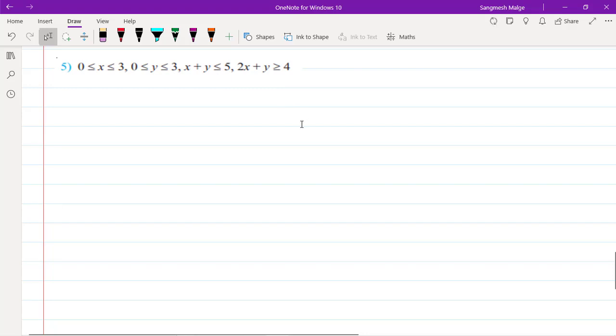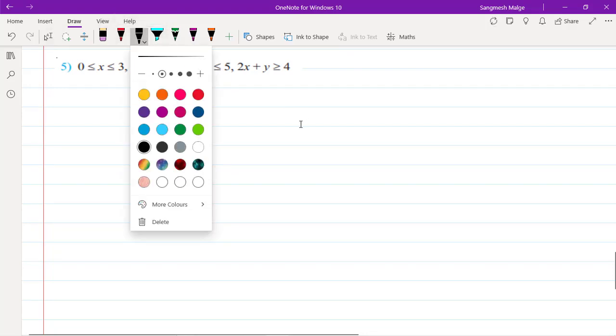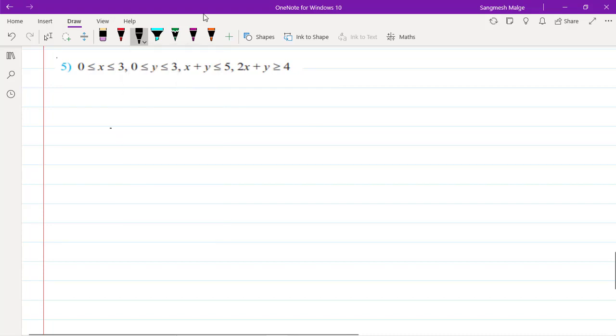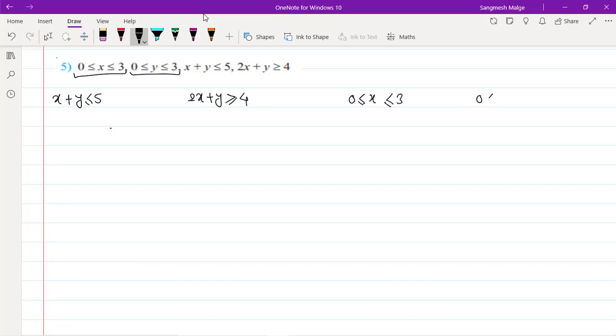So write down the inequations first. They have given the inequations in some different format. They have given the constraints first and then the inequations. So let me write in the standard form. So it's x plus y less than or equals to 5, 2x plus y greater than or equals to 4. Constraints are: 0 less than or equals to x less than or equals to 3, 0 less than or equals to y less than or equals to 3.